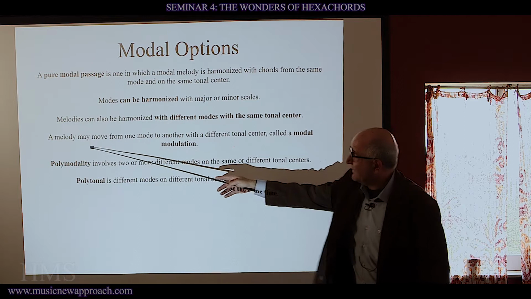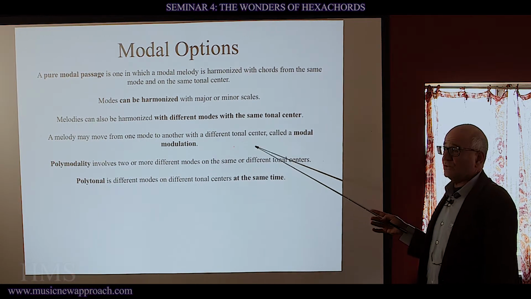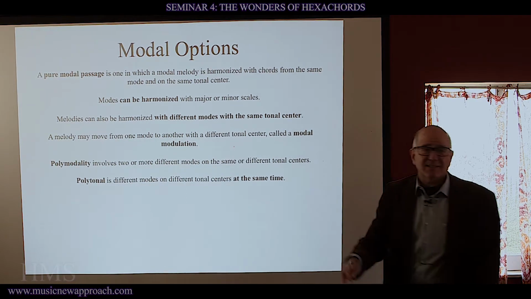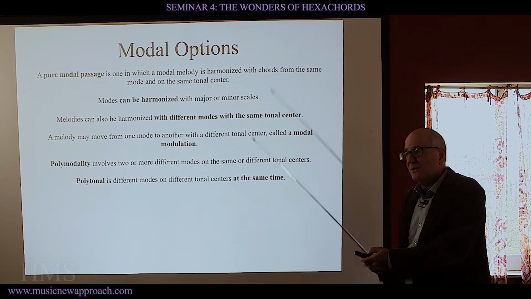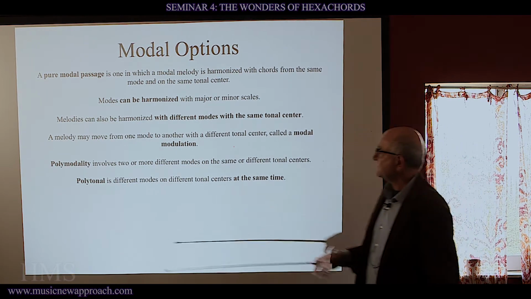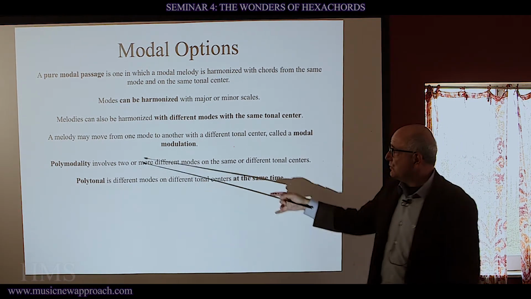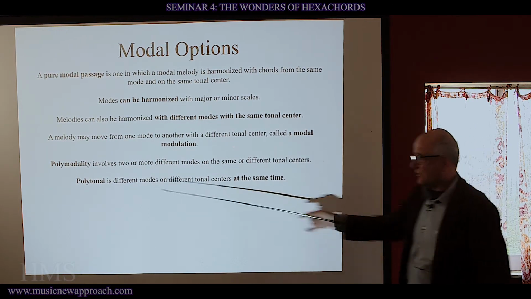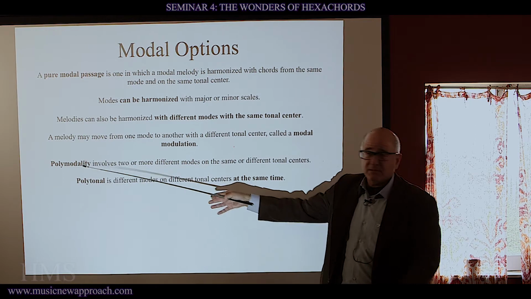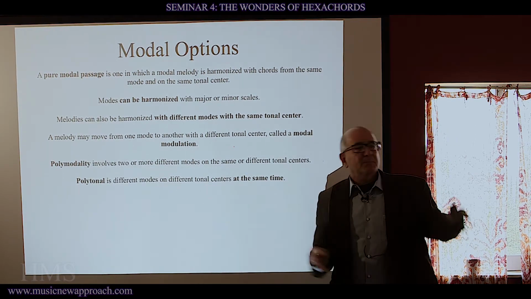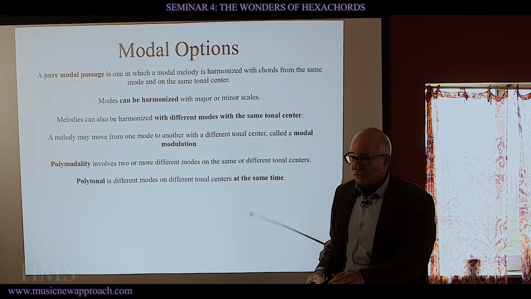Now you can have a melody that moves from one mode to another with a different tonal center. So you can have a melody that goes from D Mixolydian to E Mixolydian to F. So you keep the mode, you change the tonal center. You can go both ways with it, right? Now, polymodality: two different modes on the same or different tonal centers. Similar to that, you can have a piece that is in D Phrygian, then it goes to E Mixolydian. You can change modes and change tone centers.